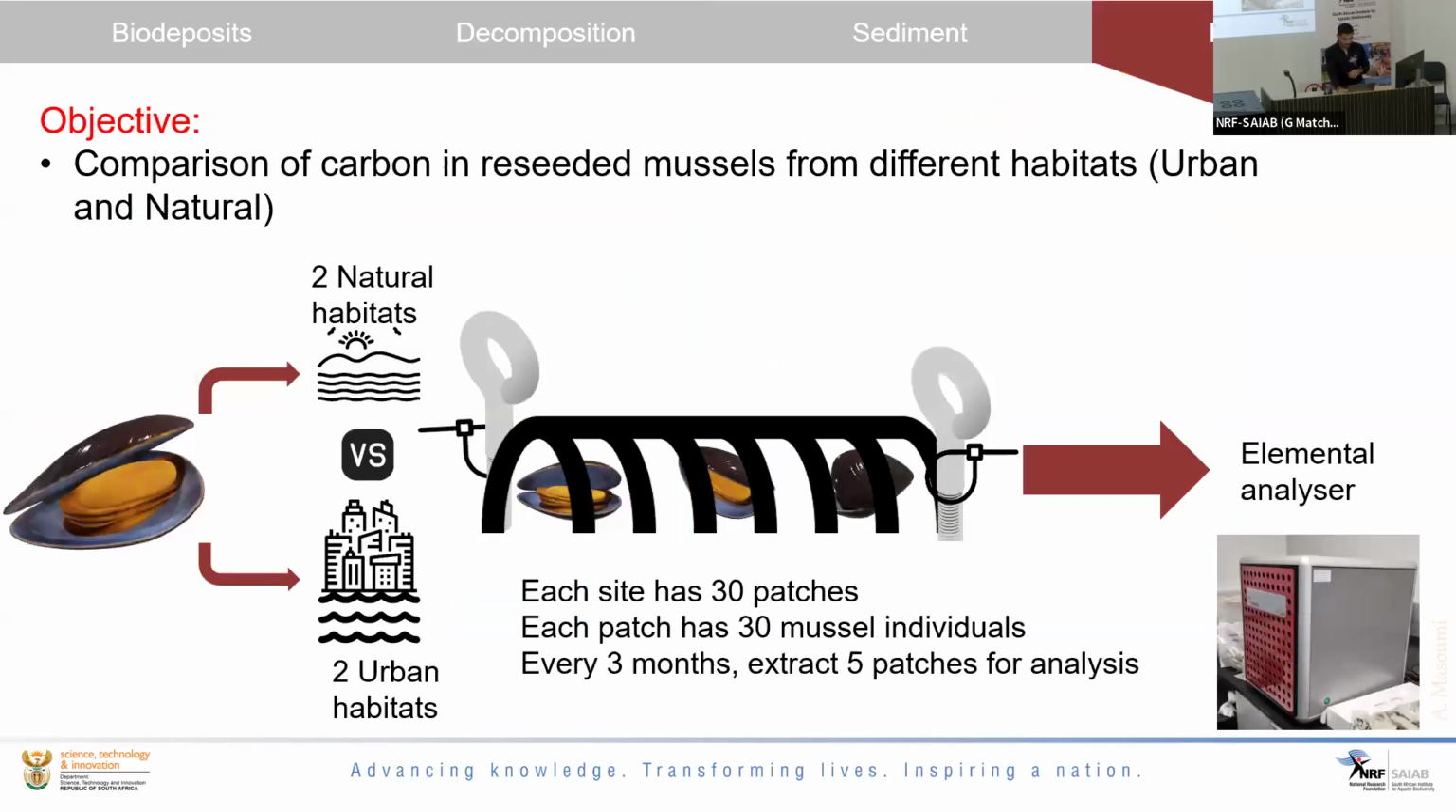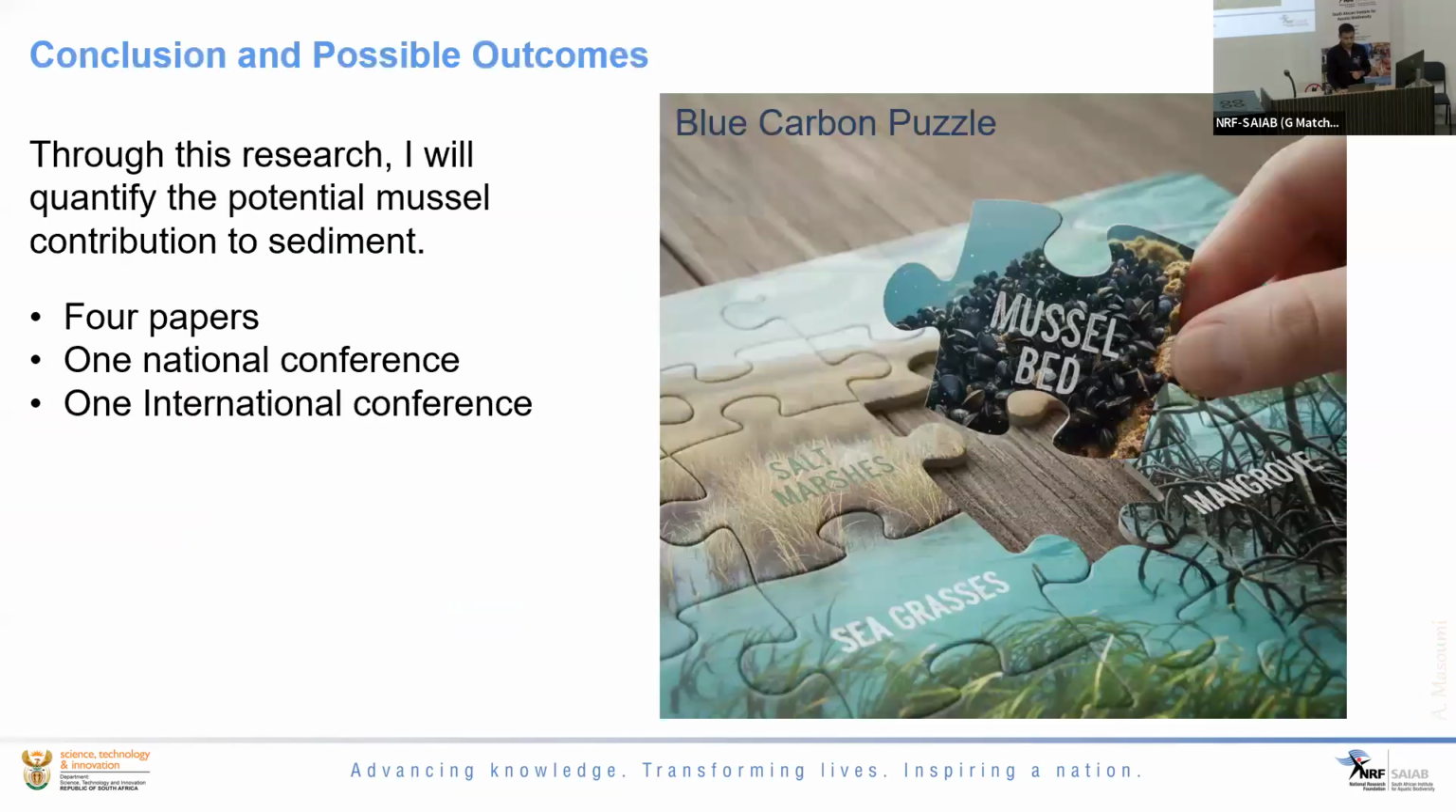And the last chapter is fixing different populations of mussels in different habitats by pipe and eyebolts. And after a certain time, for example every 3 months, we will extract some of them and evaluate them for carbon content. After completing this project, we will fill the gap of mussel beds in blue carbon studies, publish 4 papers, and attend 1 national and 1 international conference. Thanks for your attention.